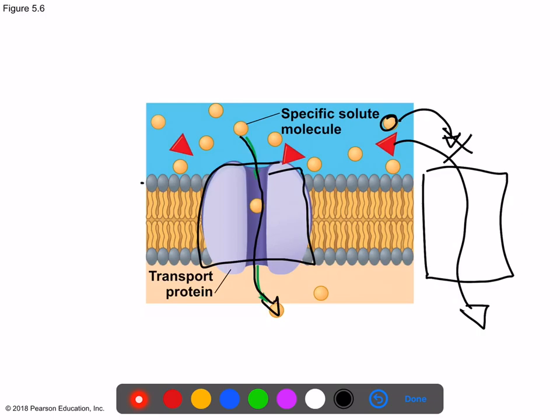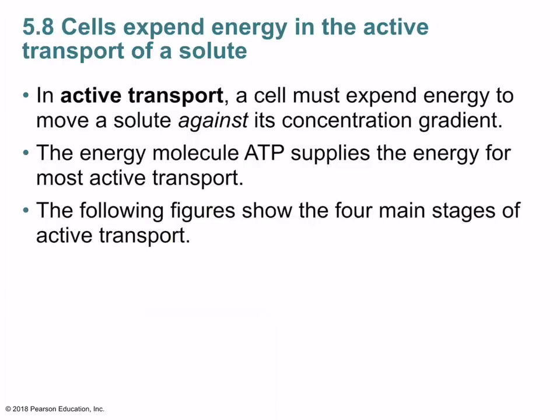And this way, cell membranes can determine and select what goes through and what doesn't. Again, cell membranes are described as being selectively permeable for this sort of reason.